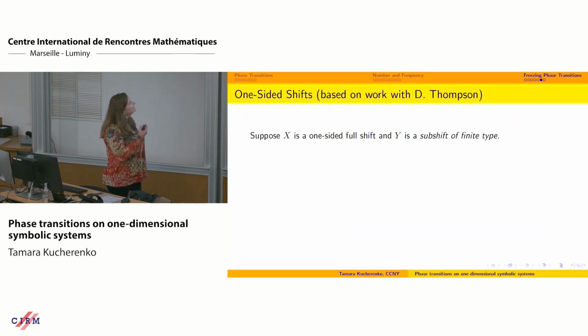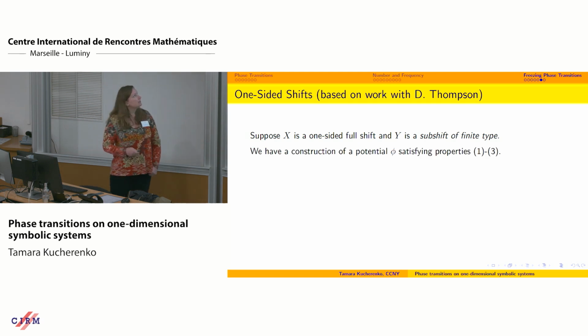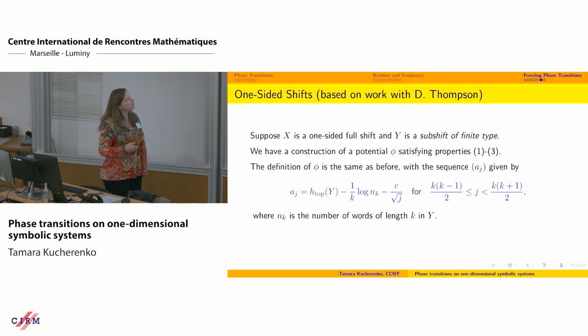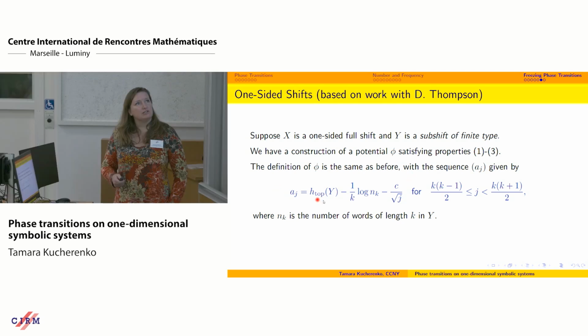Okay, and for the one-sided full shift, we can also get similarly a close to optimal sequence, but only for subshifts of finite type, and this is work with Dan. So again, we are trying to construct a potential which satisfies those properties, and the question is, what is your sequence? The sequence that we came up with is something like that. You see this term is here, it has to be here. I think you cannot get rid of this term.